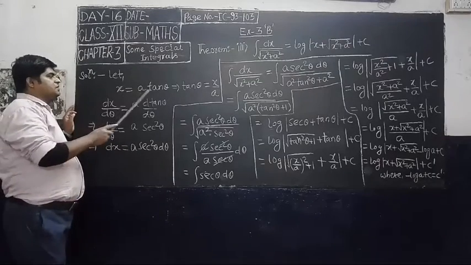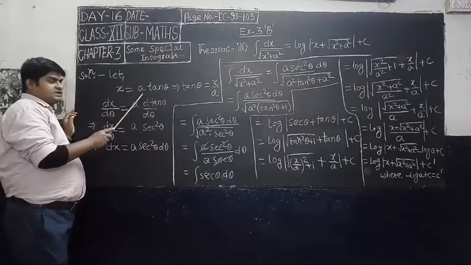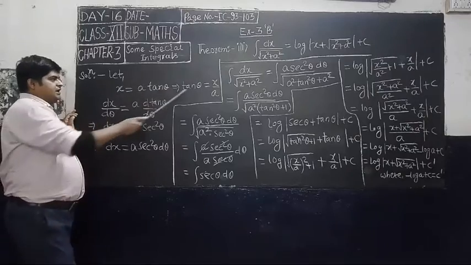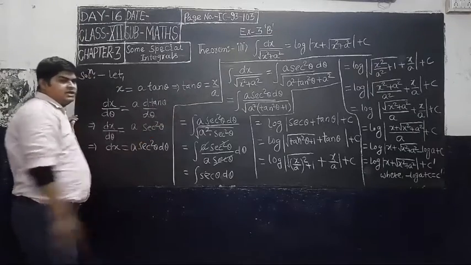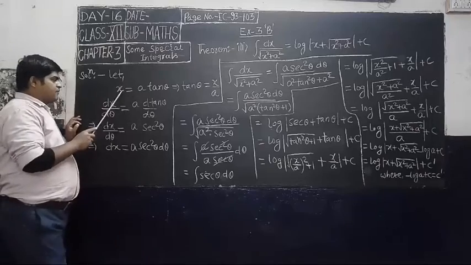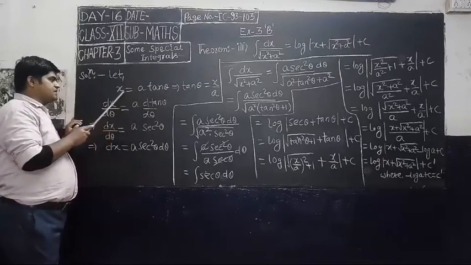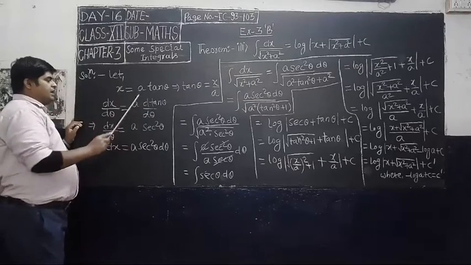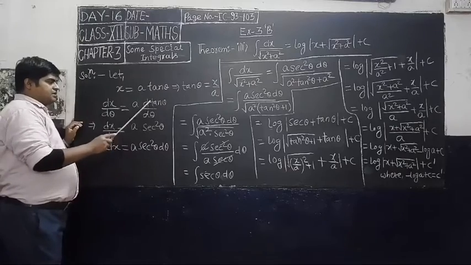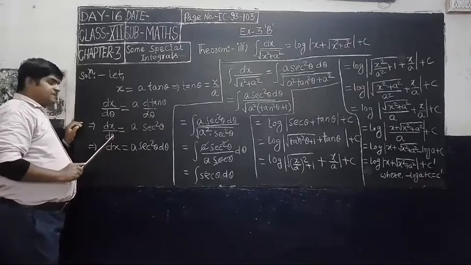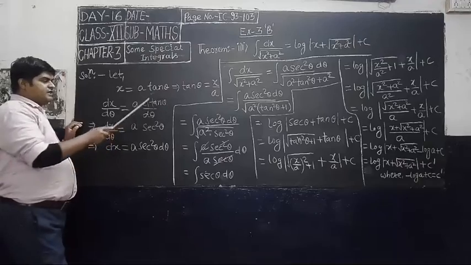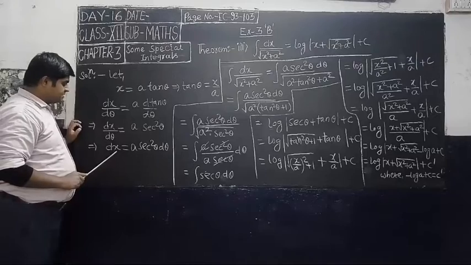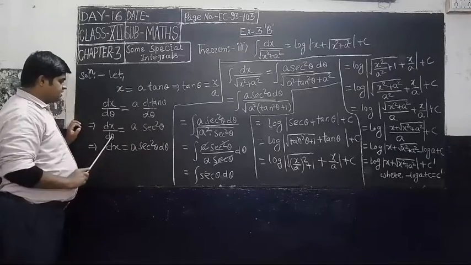Let x is equal to a tan theta. That means tan theta is equal to x by a. Now you have to find the first derivative of this equation with respect to theta. So dx by d theta is equal to a d tan theta by d theta, and you know that the first derivative of tan theta is sec square theta. So it becomes dx is equal to a sec square theta d theta.